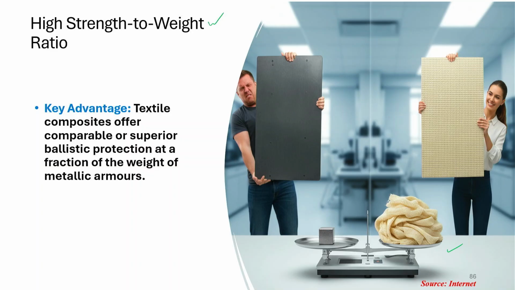Along with other advantages, the textile composite offers comparable or superior ballistic protection at a fraction of the weight of the metallic armor. So, the weight of textile based composite will be very, very low as compared to metal, it is a fraction, but we can get comparable protection, and sometimes if we design the composite properly, we can get even better ballistic protection.